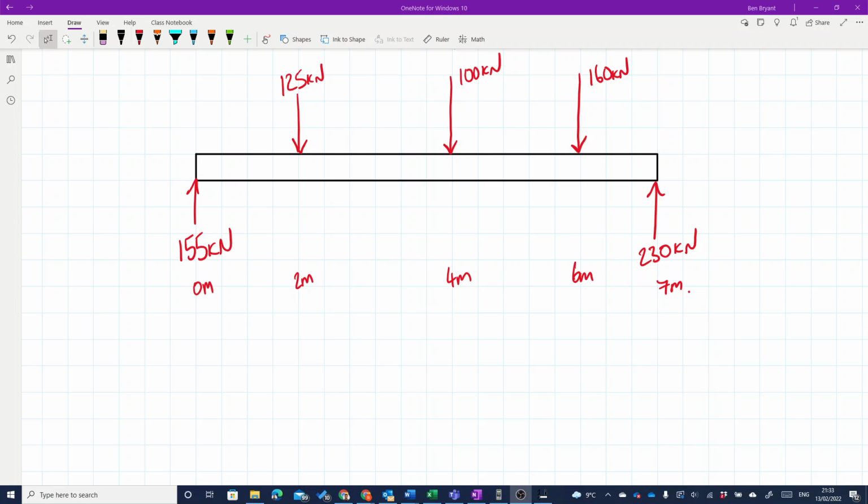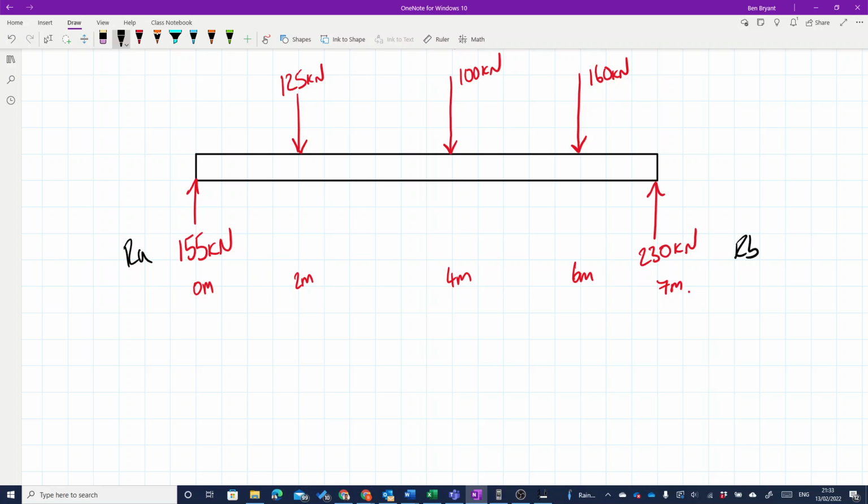So this is my beam. I have three single point loads at 125 kilonewtons, 100 kilonewtons and 160 kilonewtons. I have reaction forces, which we can call RA, which is 155, and RB, which is 230. If you don't know how to solve this, I did an earlier walkthrough on how to solve these, which you can sit and watch prior to this video.